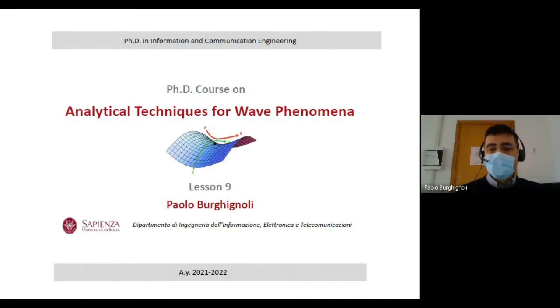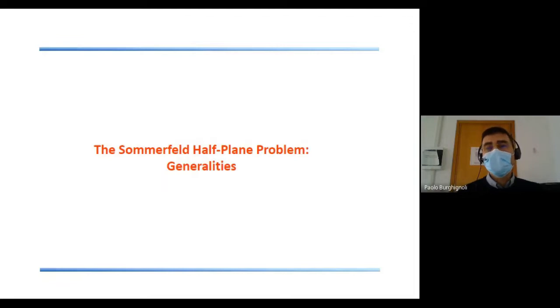What we will start doing today is the analysis of another classical electromagnetic configuration, and again the name of Sommerfeld comes to the fore. In the last week we considered the Sommerfeld half space problem, whereas today and in the last lesson we will consider the half plane problem.